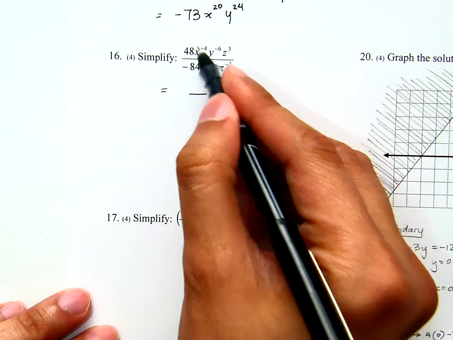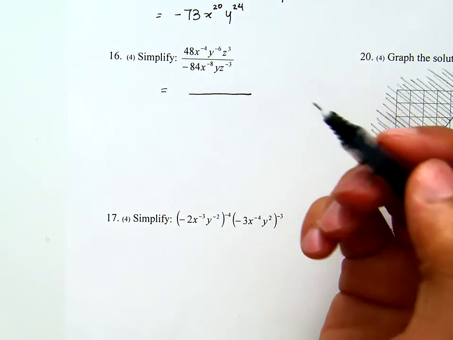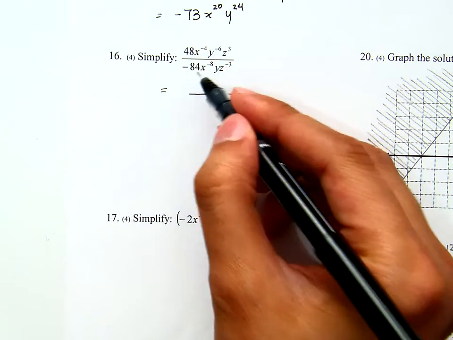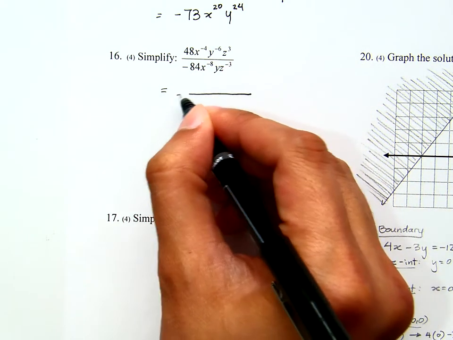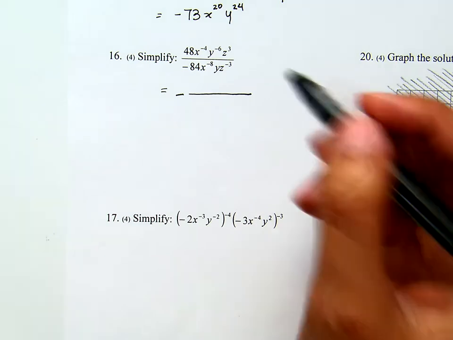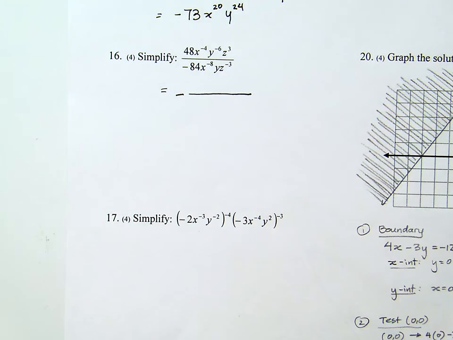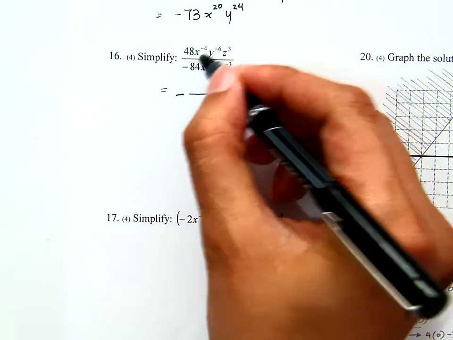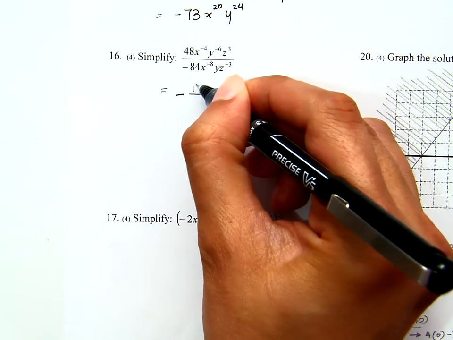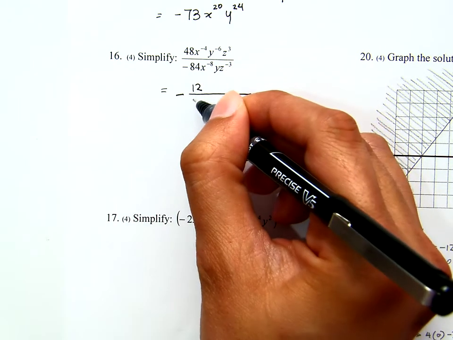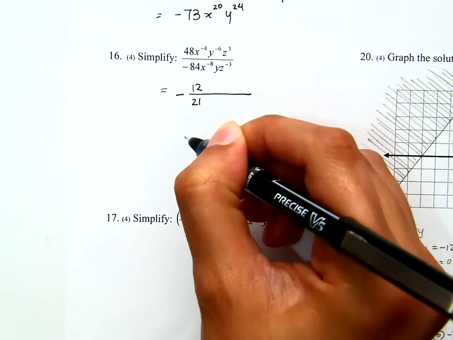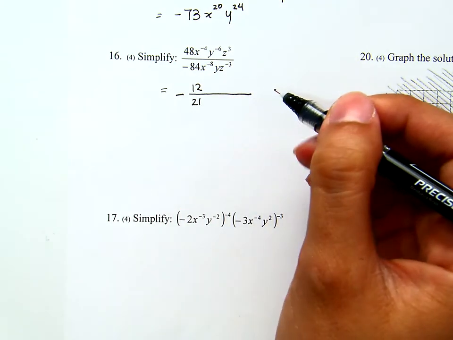Let's see the first with the coefficients. You have positive divided by negative, we know that will be negative. Both of them seem to be a multiple of 4 and also a multiple of 3. Let's divide by 4 first. If I divide by 4 on the top, I get 12. Divide by 4 at the bottom, I get 21. Now I will reduce this further in the next step.